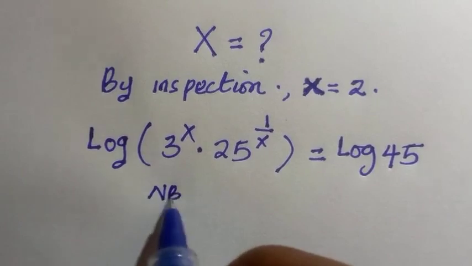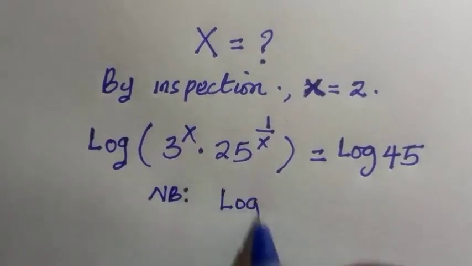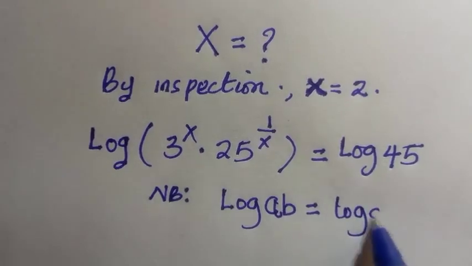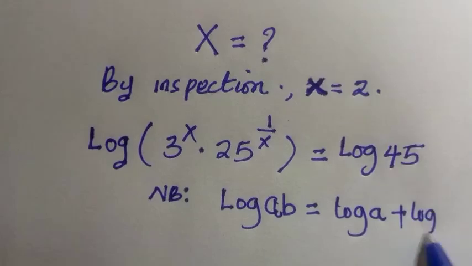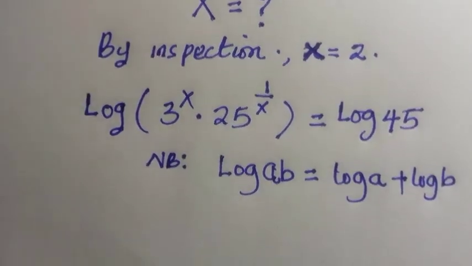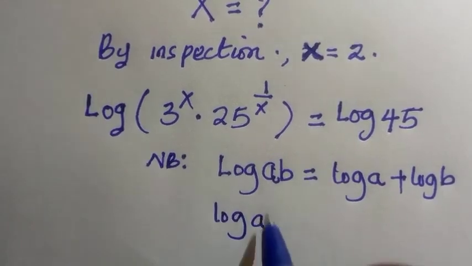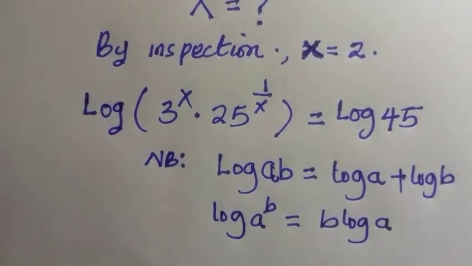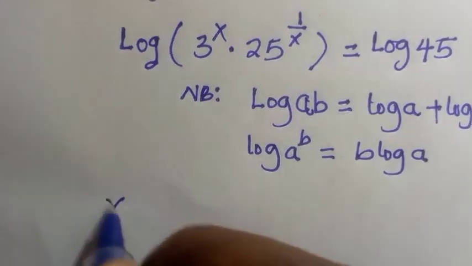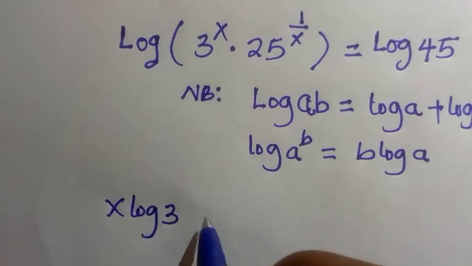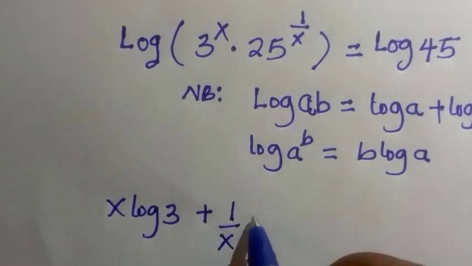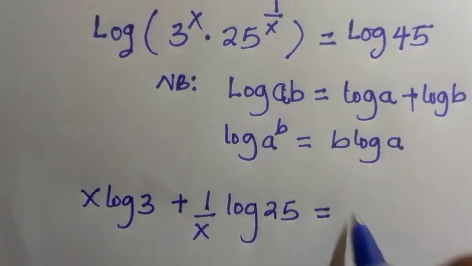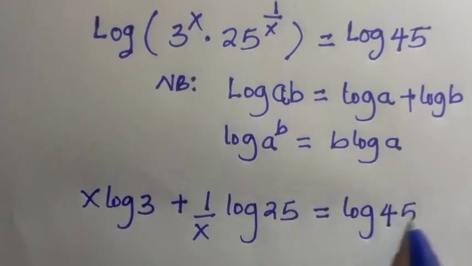Let's say we have log AB. This equals the addition of different logs, that is log A plus log B. So we apply it here, and let's also consider this rule: log A to the power of B, we consider it as B log A. Then for the first one, we are going to have x log 3 plus 1 divided by x log 25 equals log 45. I'm going to leave this one as it is.